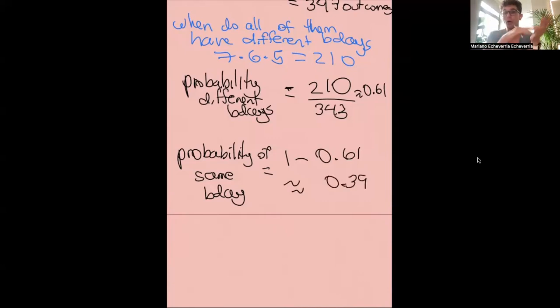Okay, so already once you have a group of three friends, there's roughly a 39% chance that at least 2 of them have the same birthday. Is that making sense?